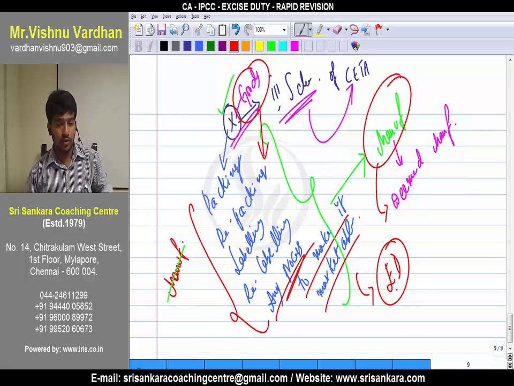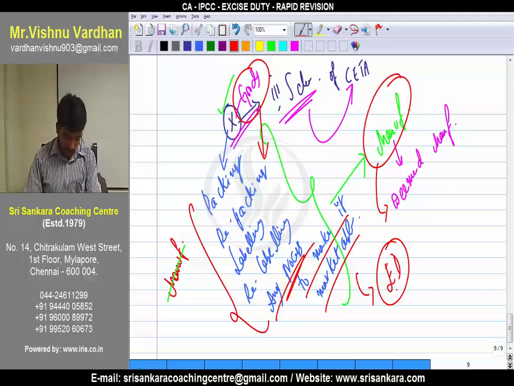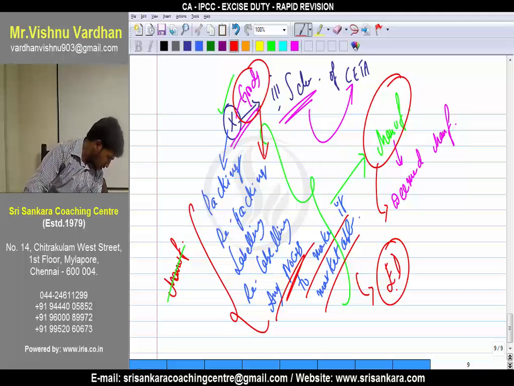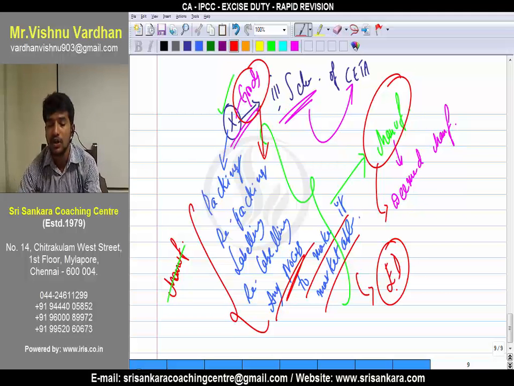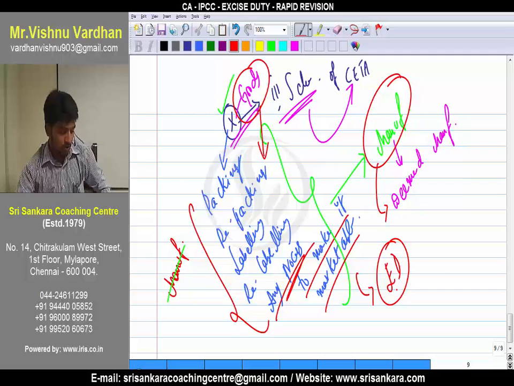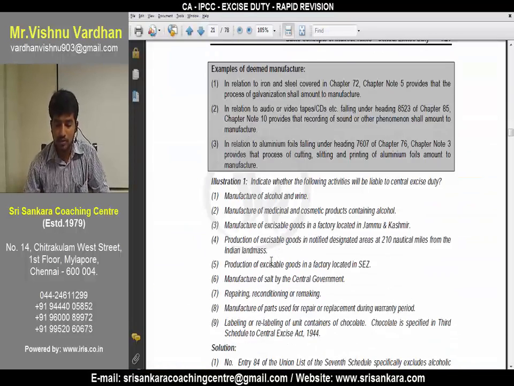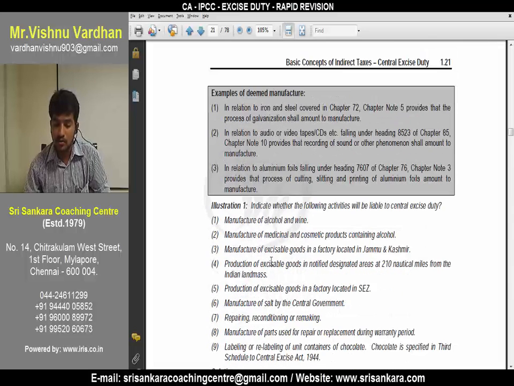So now we are through with the concept of goods. What is meant by goods? What are excisable goods? And what is manufacture? So what is manufacture we have seen. So who is called as manufacturer? Let us see what the Act says. Who is called as manufacturer? Under this concept we have examples in the material.